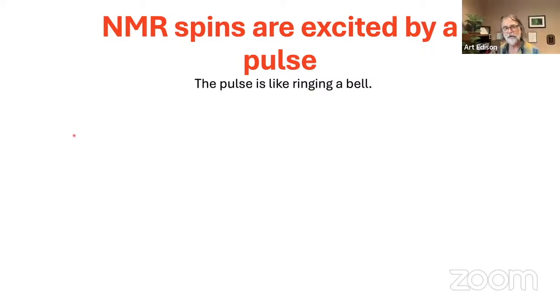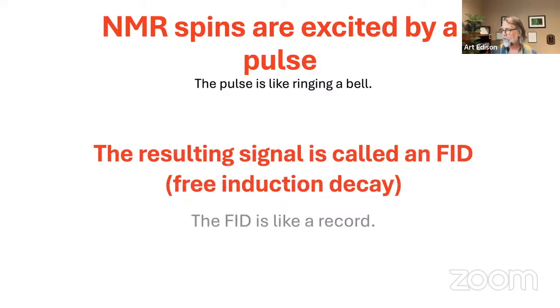But when you hit a bell, you don't just hear one tone, you hear a range of tones. That range of tones is a lot like hitting a pulse in NMR, which is a lot like ringing the bell. And the signal that we get, the resulting signal, is called the free induction decay in NMR.